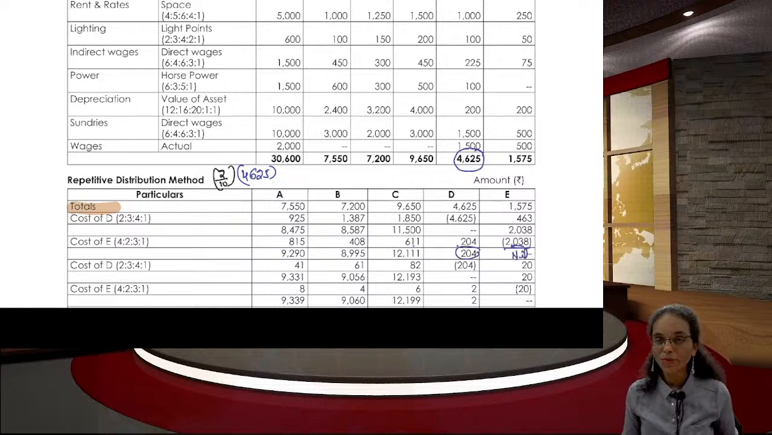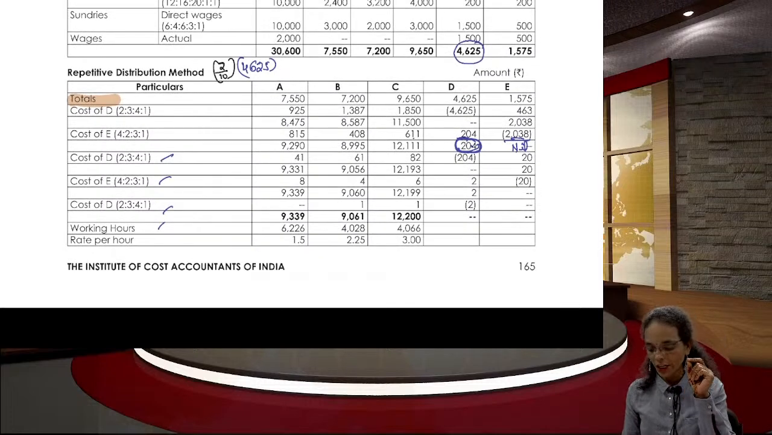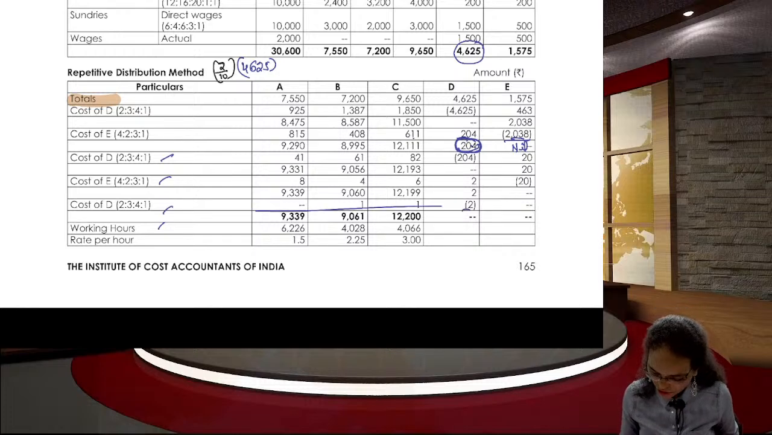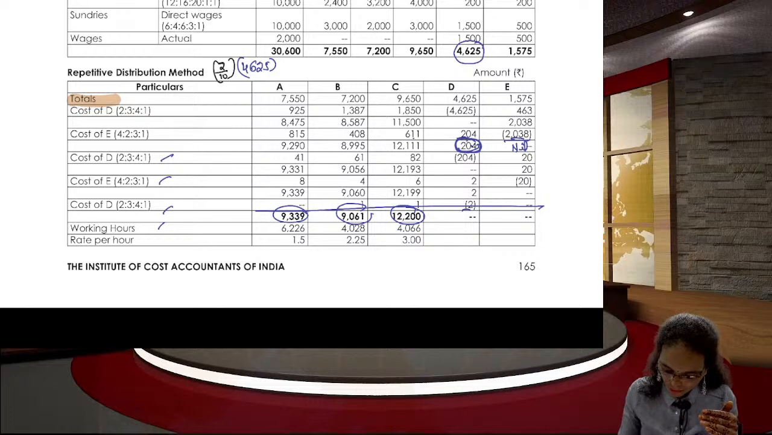Now 204 rupees has been added to department D once again. Previously it had become nil, but now it got added again from department E. So this one you need to apportion. In the same manner, you need to apportion until you get a negligible value, a nominal value. Then you stop the procedure. Once you stop, these are the total overheads incurred for the respective production departments.